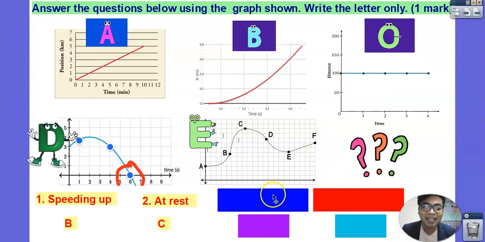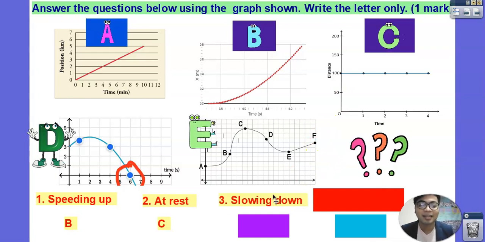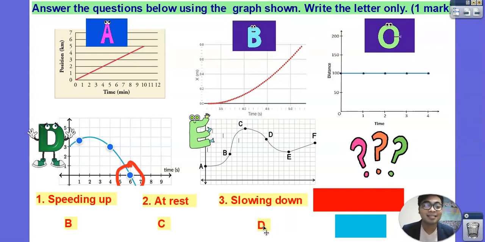Alright, so let's take a look with number 3 question. Which of the 5 graphs here shows slowing down? Do you have the answer? Let's see. The correct answer is letter D.